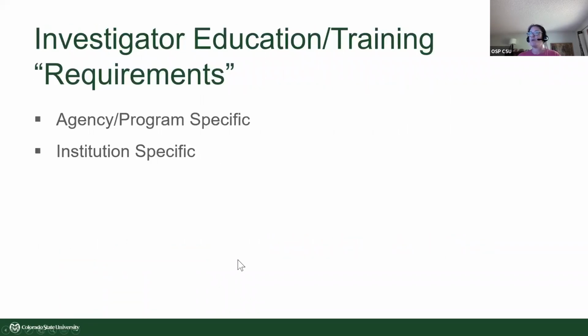Okay. What type of education or training requirements are out there? It really could be agency specific and institution specific. So a lot of institutions will have blanket requirements for human subjects research, whether it's being funded by a funding agency or not. So if somebody is engaging in research, then they have to go through and get IRB approval.